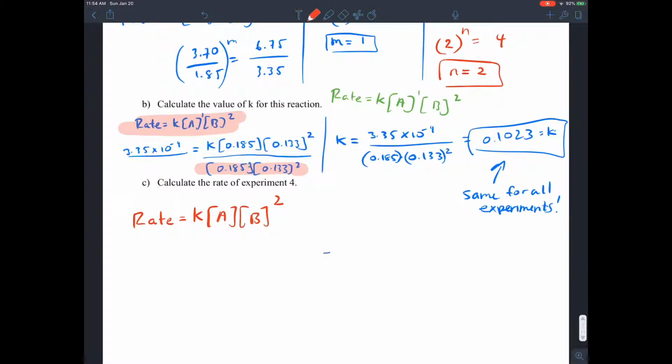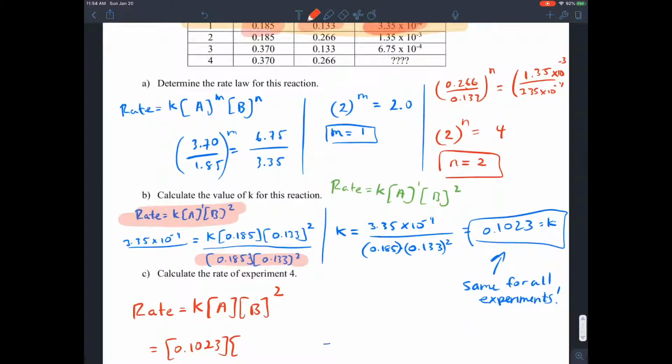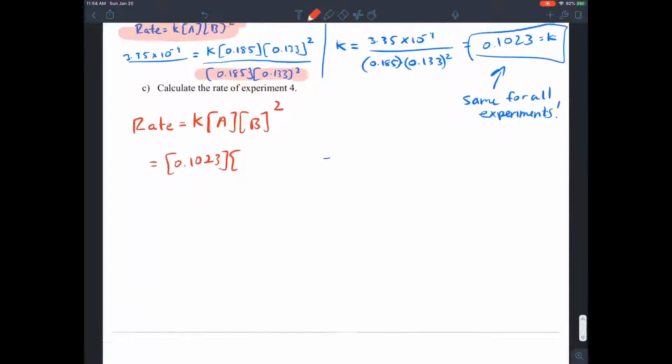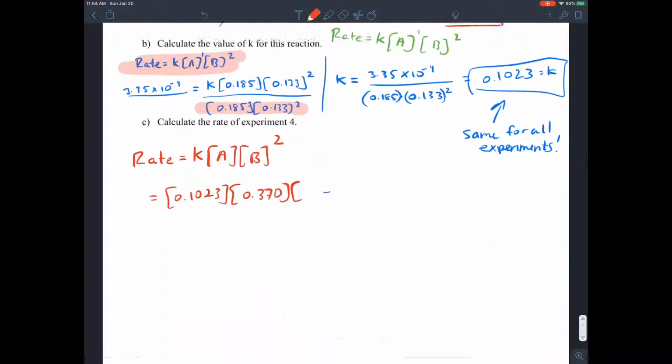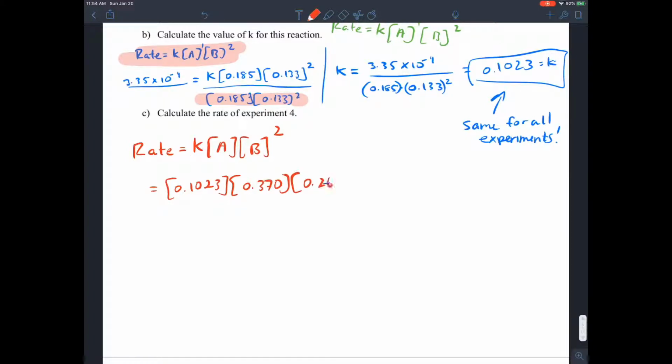We do know what our value for K is now. So that's equal to, our value for K is 0.1023. Our value for A, let's pick, well, we have to pick from experiment 4. So what was our starting amount for experiment 4? That was the 0.370. For B, we're going to pick the 0.266. So 0.370, and for B was 0.266, and that was going to be squared. And that's pretty much it. So we have all of our values here, so we can solve for the rate for experiment 4.